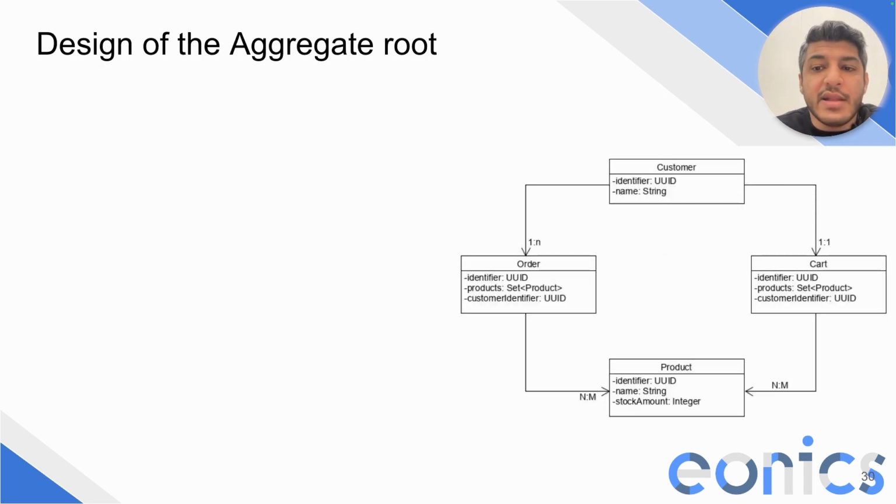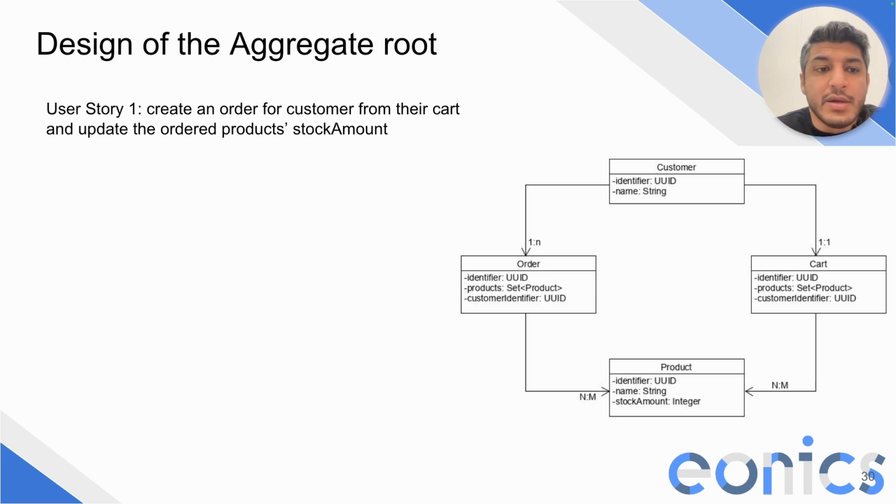So let's design an aggregate root. We have a user story: create an order for a customer from their card and update the ordered products' stock amount. As you can see in the model here, there is a stock amount for the model product.